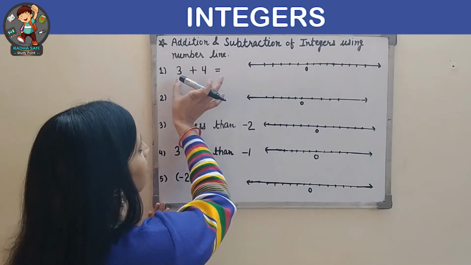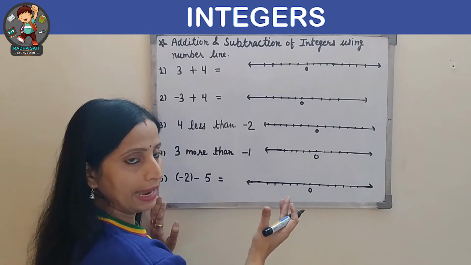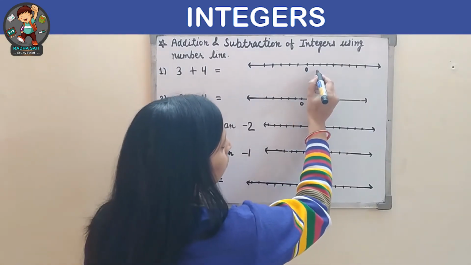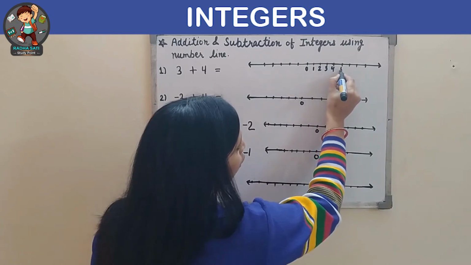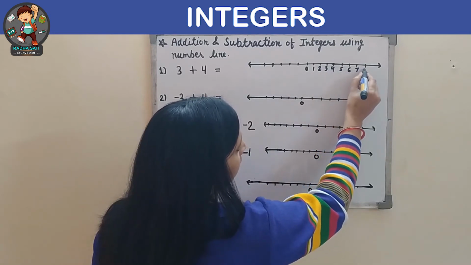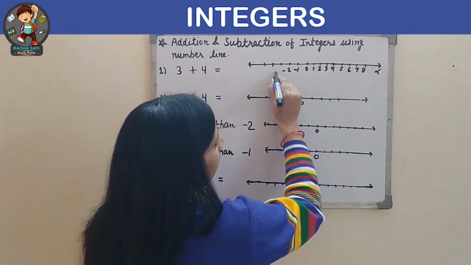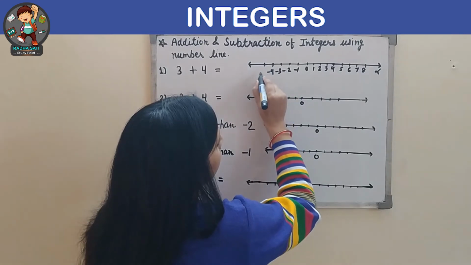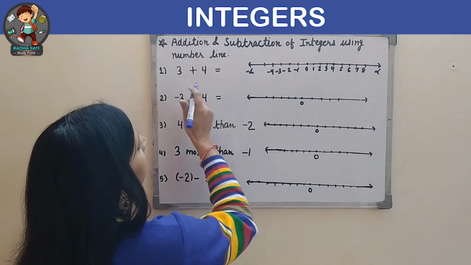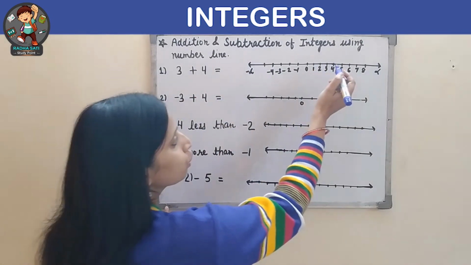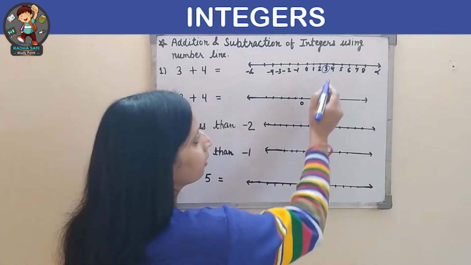So the first is 3 plus 4. First of all, here I have drawn a line and I have marked 0 also. To the right side write the numbers 1, 2, 3, 4, 5, 6, 7, 8 and so on, and to the left side minus 1, minus 2, minus 3, minus 4 and so on. Now we have to add 3 and 4. So first we will go to the 3. I have marked 3 here.